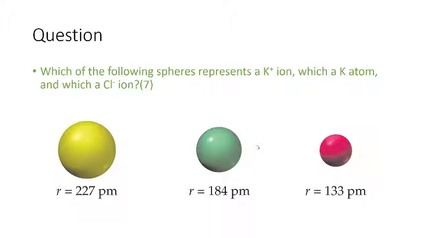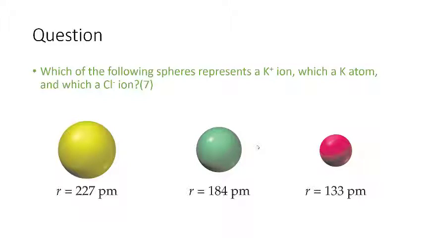Okay. All right. So the first one that we're going to take, the answer here is the far left is going to be our potassium atom. The green in the middle is going to be our potassium cation. And the far right, the red, is going to be our chloride anion.